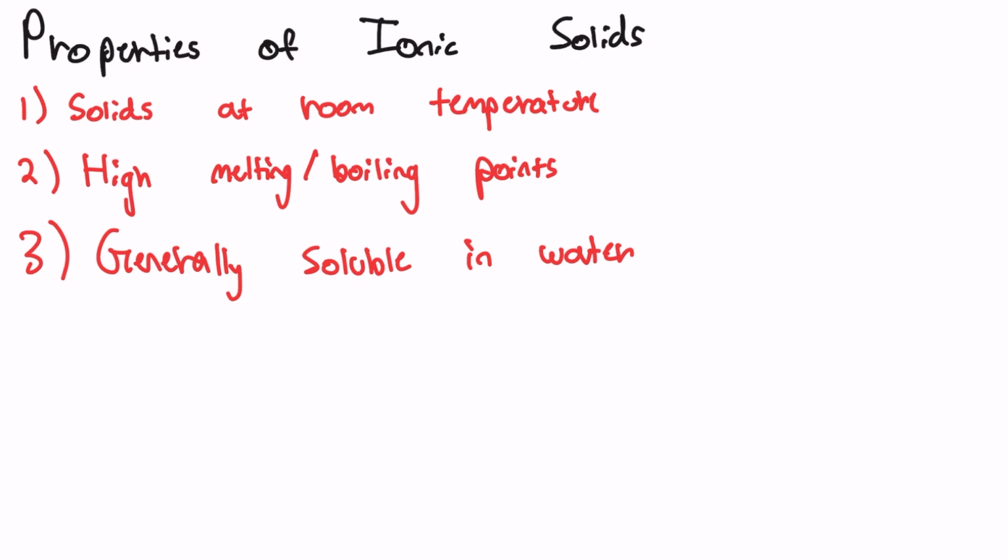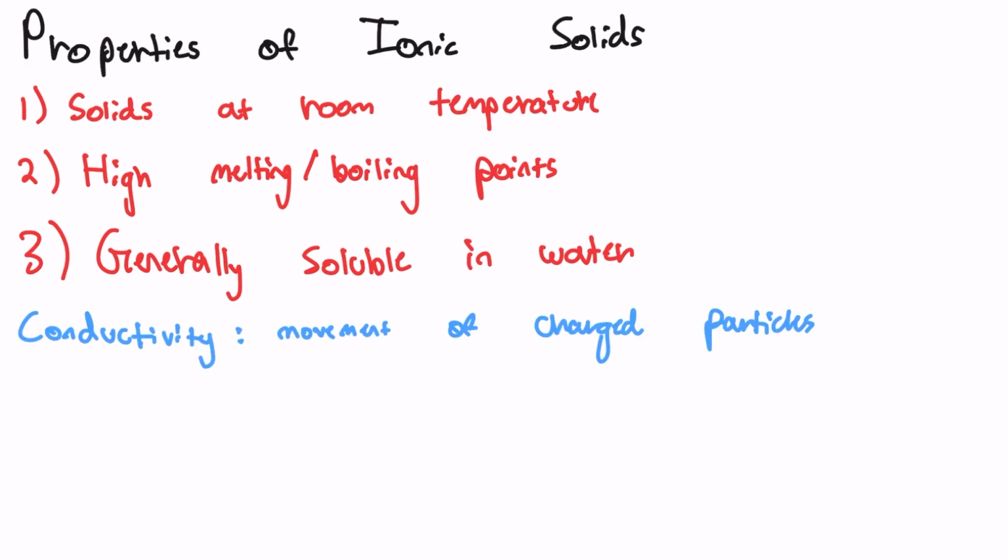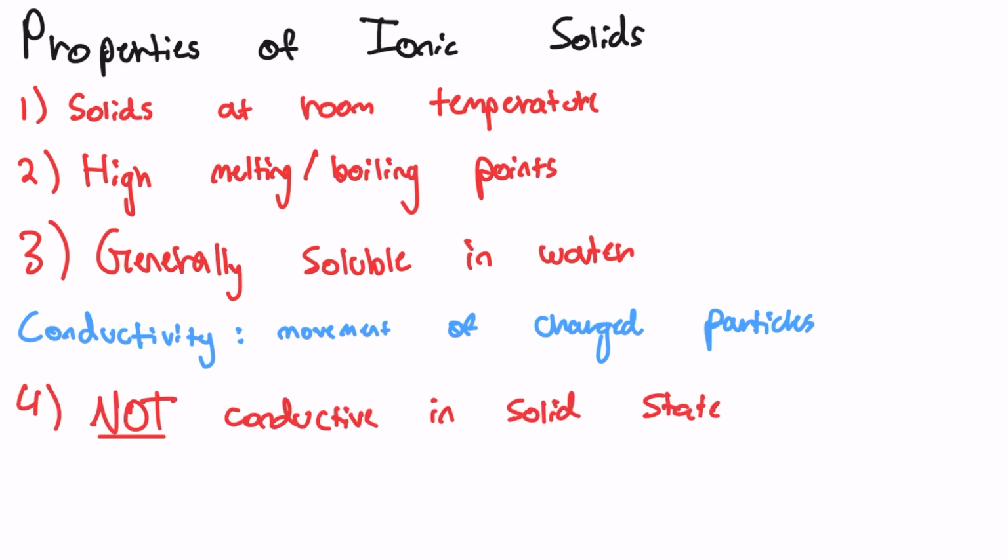Let's look at the electric conductivity of ionic solids. The conductivity of electricity is due to the movement of charged particles. This is why metals are such good conductors, because of their delocalized sea of electrons, charged particles which can easily move. When in their solid state, however, ionic bonds do not allow for the movement of any charged particles, since their ions are held in very strong bonds with one another. Because of this, we say that they are not conductive.